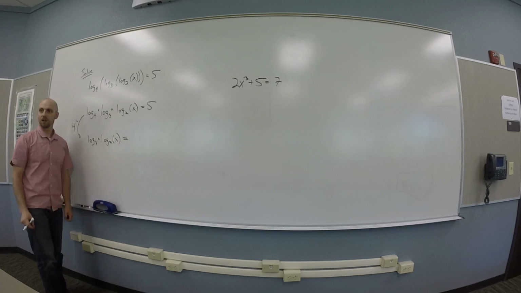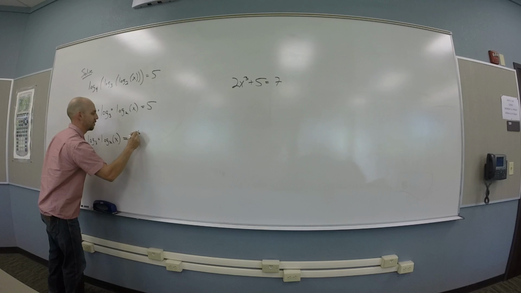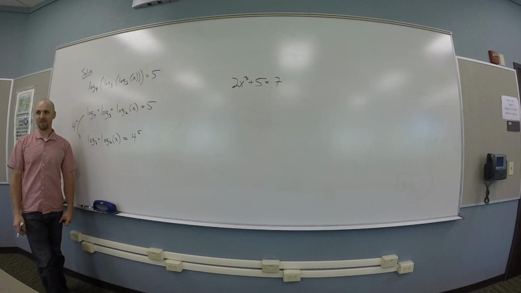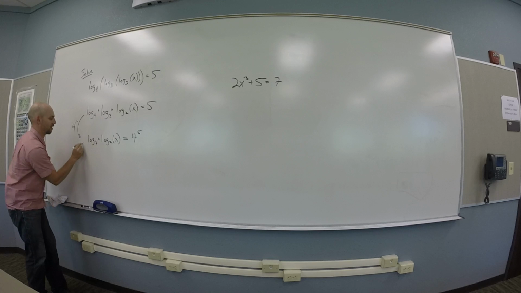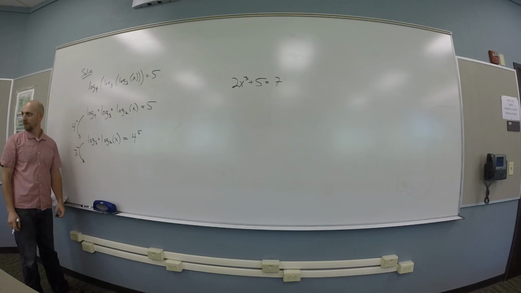And on the other side, what will I have? 4 to the 5th power. You guys all see that? Then what's my next step going to be? Getting rid of the log. I want to get rid of the log base 3, so I need to put everything into the exponent of 3. I need to do 3 to this stuff.